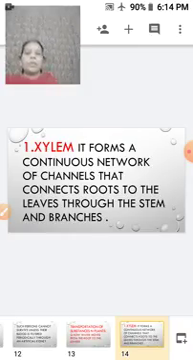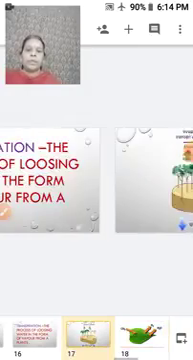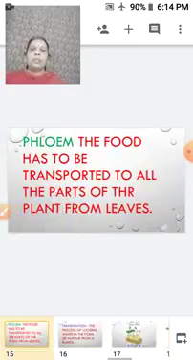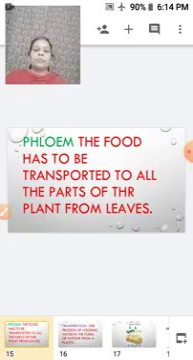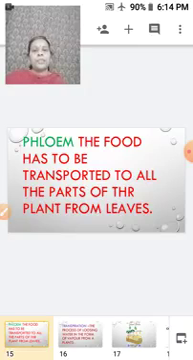The next vascular bundle is the phloem. The food which is prepared by the leaf has to be transported to all the parts of the plant with the help of these tubes, which are called phloem.